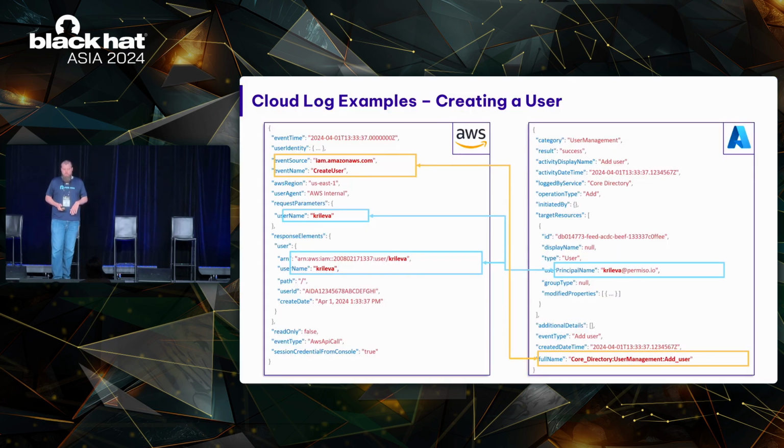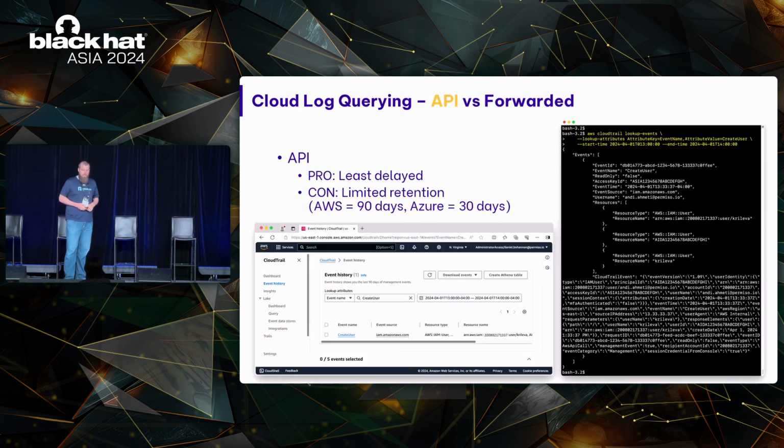So let's talk a little more about cloud logs for defenders. If we were to look at, let's say, AWS and Azure, this is an example of doing something really simple. We're just creating a new user, in this case called Quileva. We can see here there are similarly named events and the name of the user that was created between these two logs. So what about actually querying these logs? How do you actually get to what we just saw? Well, you have the opportunity to hit the API that the cloud providers give you. One of the pros is it's the least delayed. You don't have to worry about getting a secondary replication. You can get it right from the source, sometimes even a few minutes earlier than some other locations.